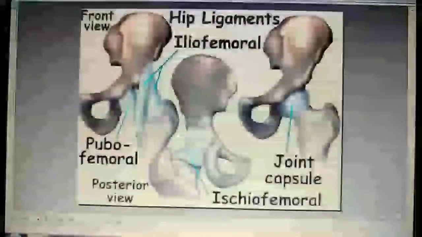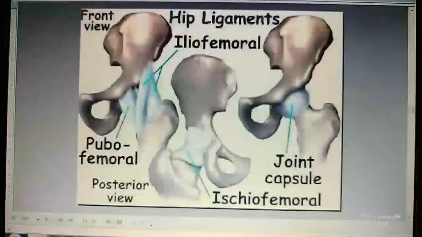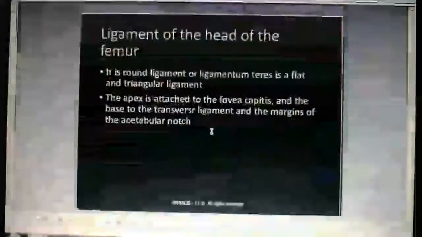This one is the front view, the pubofemoral ligament. This one is the ischiofemoral ligament, connected to the ischium. This one is the pubic bone, and it connects to the pubofemoral ligament, and this one is the iliofemoral ligament, which is superior and medial to the pubofemoral and lateral to the ischiofemoral ligament.